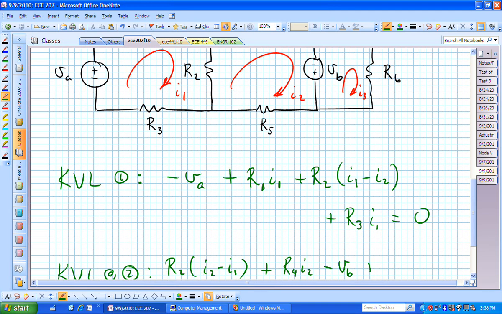And finally, I have the voltage drop across R sub 5, and that's in the same direction from right to left that I sub 2 is going. And there's my second equation of the 3 equations that I want to write. Questions on that?